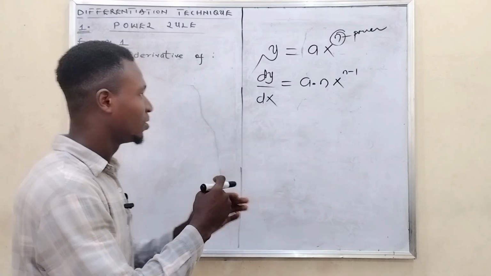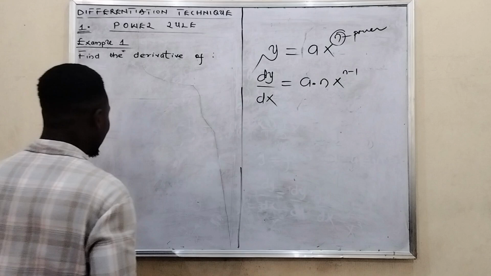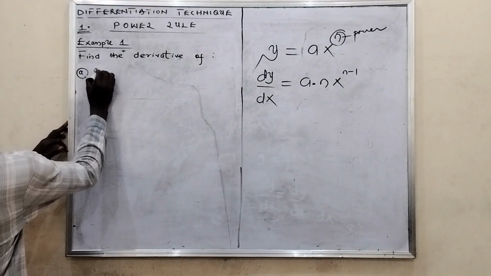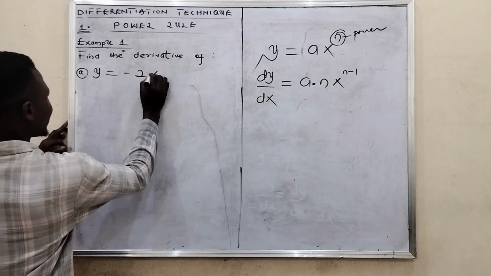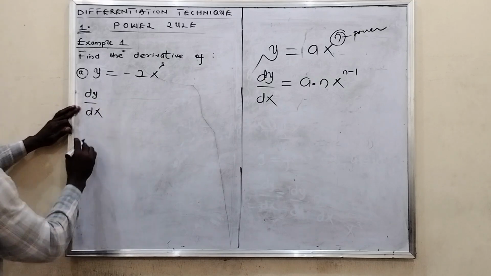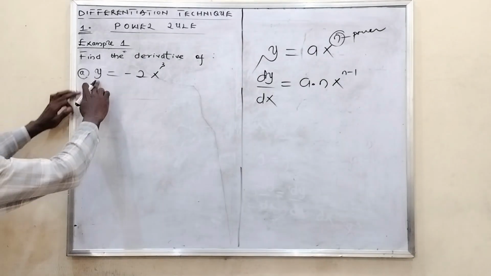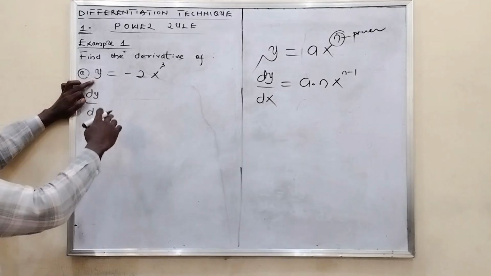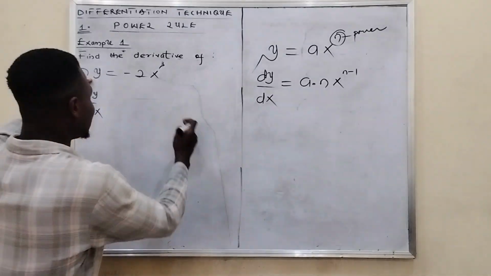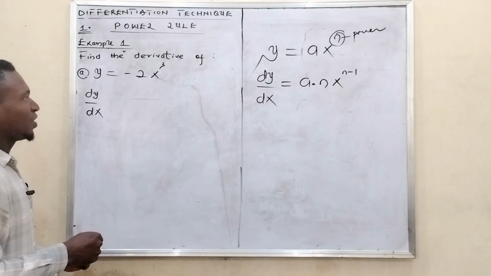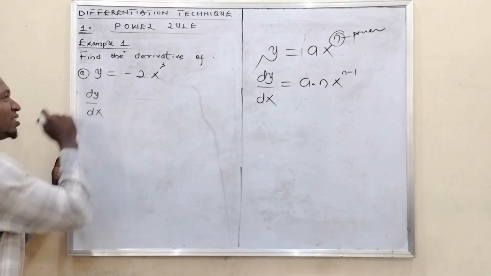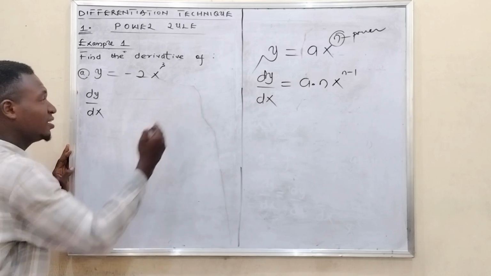So let us look at this example. How do we apply the first principle in finding the derivative of any given function? So let us say, for example, we have y is equal to minus 2x raised to the power of 3. Now, the dy/dx. Why is it dy/dx? It is based on the fact that we have a dependent variable y, which is a function of x. So we are differentiating y with respect to the independent variable. So to find the derivative of y, take note that y is a function of x. So y is a dependent variable and x is the independent variable.